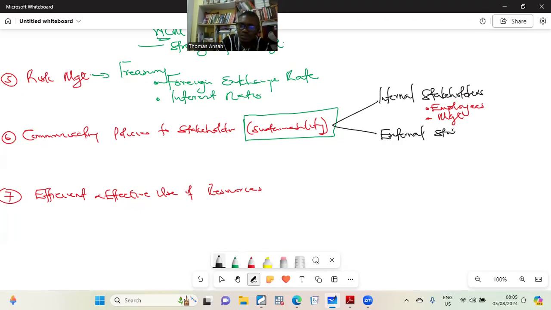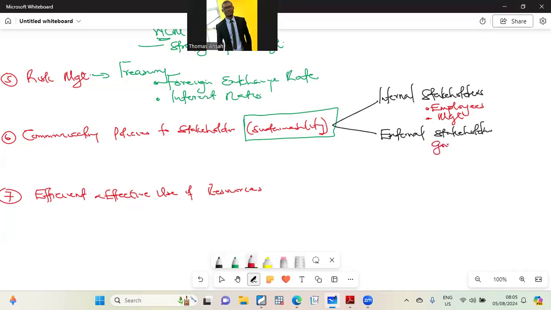The external stakeholders. Who do you think are the external stakeholders of an entity? Any idea? When you talk about the external stakeholders of an entity, our focus is on the government, the key one, the government who takes taxes. We are also looking at the regulators, the community, so sustainability is very important. We are also looking at the pressure groups. These are the external.